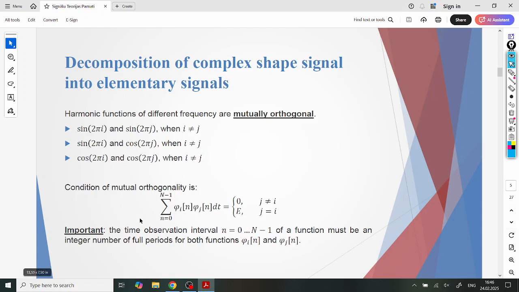So it's important to notice also that this orthogonality is going to be observed only on a specific time range. So if you cut it earlier than necessary, your orthogonality will fail. And the condition is quite simple. You need to have a full number of periods for both of these functions.